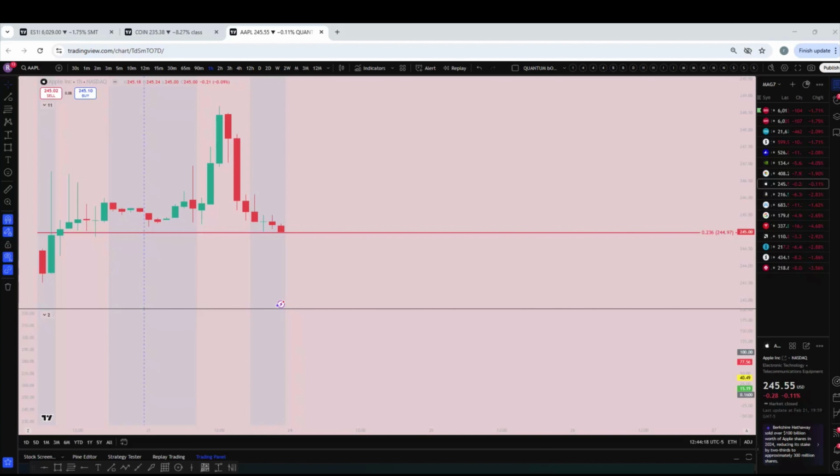And now some days you might have it where it doesn't really give you a great day, which is why I use the same position size each time. Because if I take a loss, it's the same size loss.